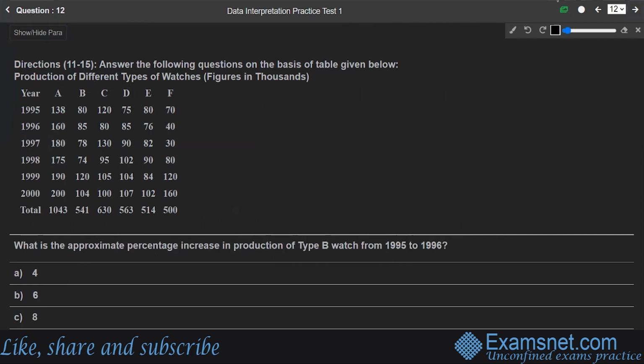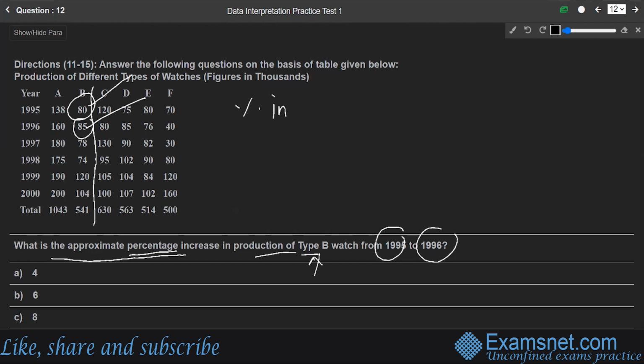Now, in this question, the data is the same. What is the approximate percentage increase in production of type B watch from 95 to 96? We just have to see the type B watch and find out the percentage increase from 95 to 96. The 95 value is 80, and the 96 value is 85.